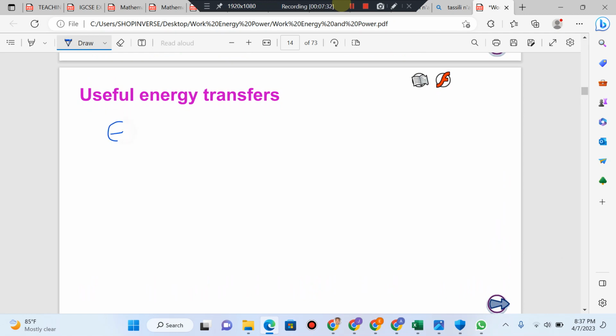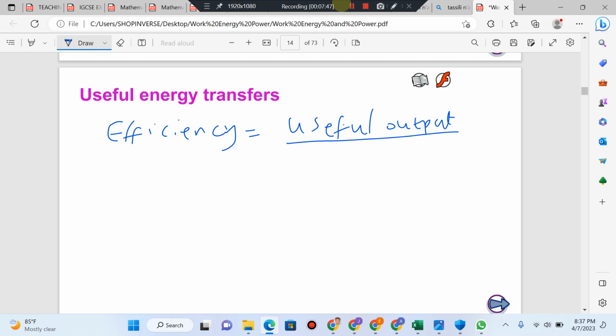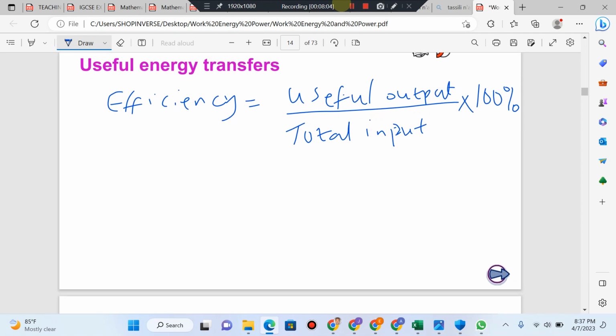Yeah, so we talked about useful energy. When we were talking about useful energy, we were trying to talk about the efficiency of a system. Efficiency is equal to the useful output energy divided by the total input energy. That is the formula for efficiency. It is always expressed as a percentage by multiplying by 100%. This will always give us the efficiency of a system.